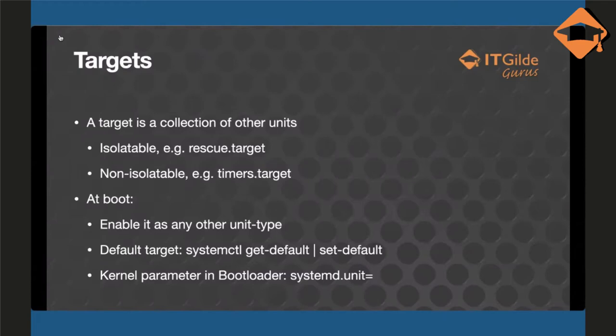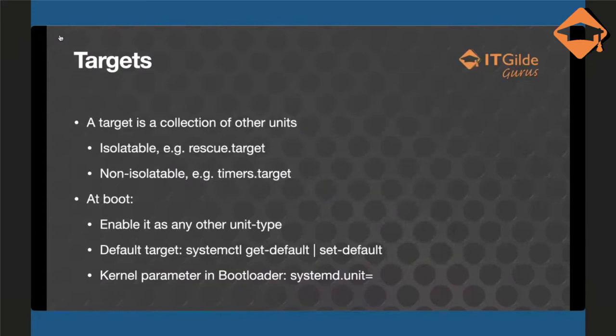So systemctl isolate will shut down everything that is not in the target. Systemctl start a specific target will start everything that is in the target. One example of an isolatable target is the rescue target. It only contains the unit types that are necessary to repair your system and does not contain any unit that can be a risk factor during the repair.